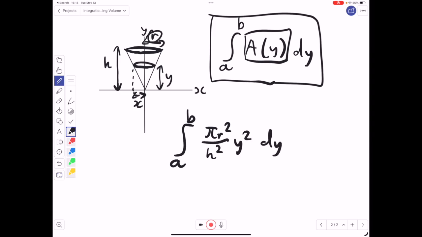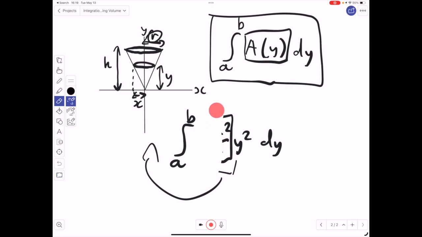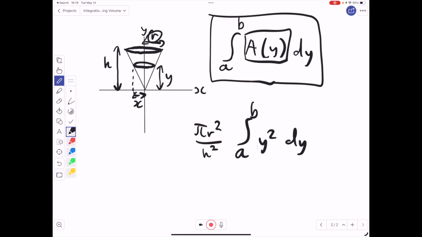dy. So now we can find that this expression is a constant because pi is pi, the radius of the cone is constant, and the height is also constant. Y is not constant because the cross-section can be in any position of the cone. And now since this is a constant, we can just move it outside of the integral for easier calculations. So we move this out of the integral. Now we have this expression. From this expression, we can easily solve the integral.